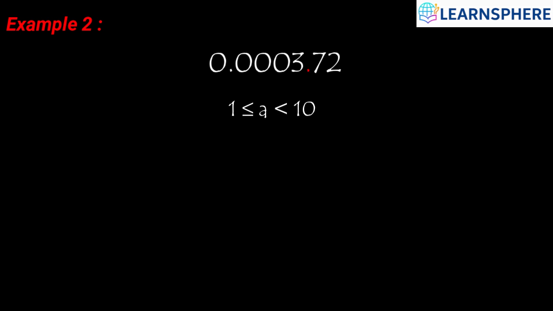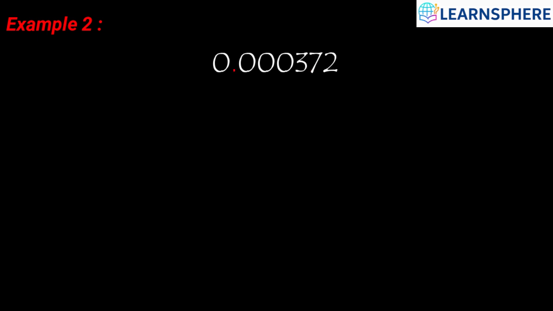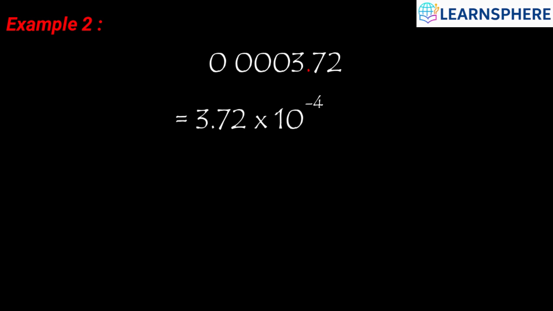Let's go on to example 2, where we have 0.000372, and we have to express it in standard form. The value of a that is between 1 and 10 is 3.72. And in order to get the decimal point to be between 3 and 7, we have to shift the decimal place by 4 to the back, and it will be 3.72 as our value of a times 10 to the power of negative 4, as we have shifted the decimal point 4 places to the right.